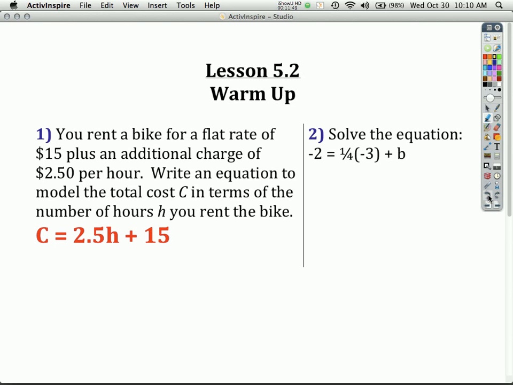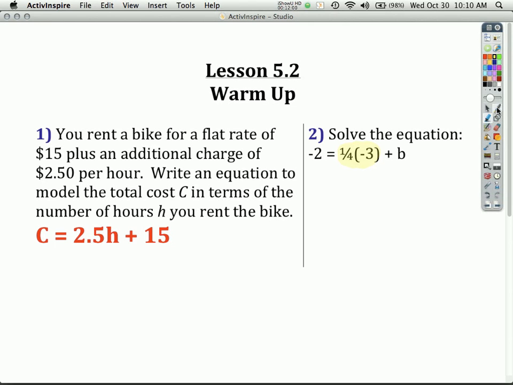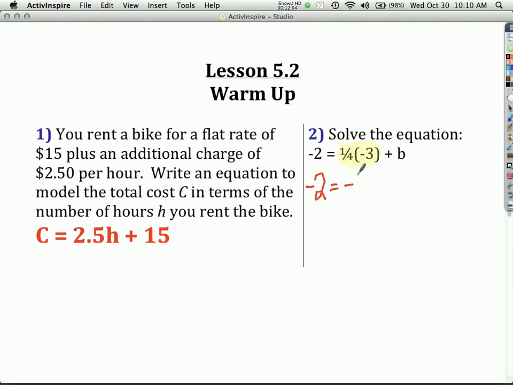Should it be much harder? No. So now let me ask you this. What's the value of that right there? Sharif? Negative 3/4. Negative 3/4. You should have instantly been able to figure that out. So we have negative 2 equals negative 3/4 plus b. How do I solve that?